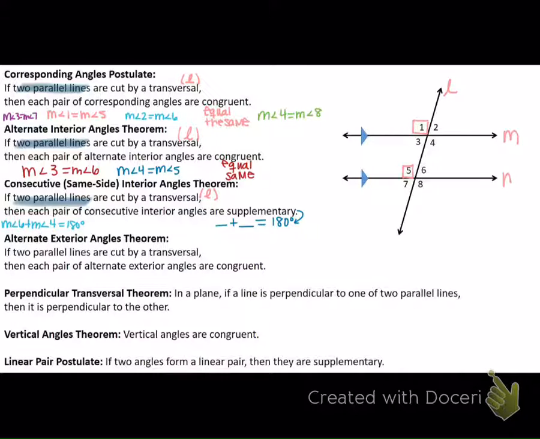Daniel, what's another set of consecutive interior angles? 4 and 6. We already did 4 and 6. 3 and 5.